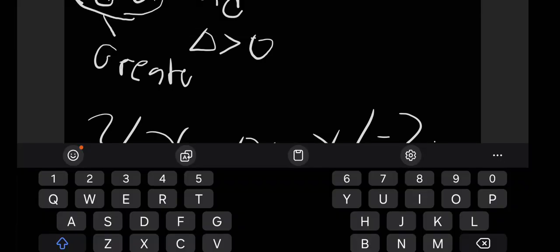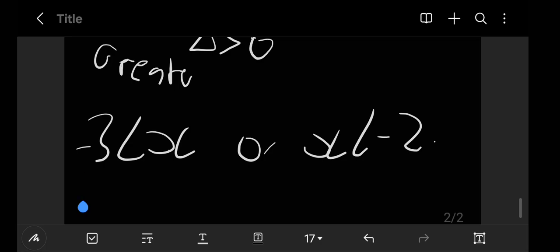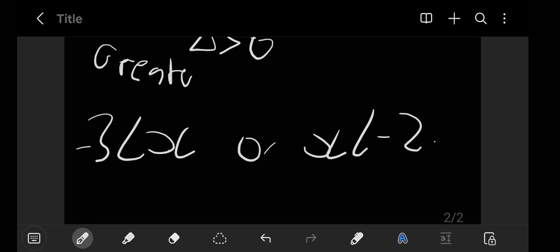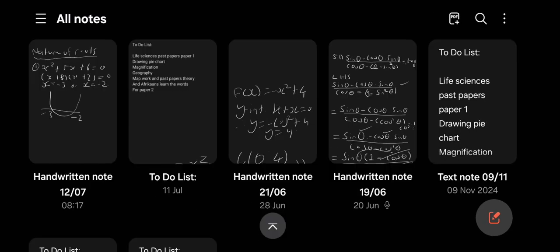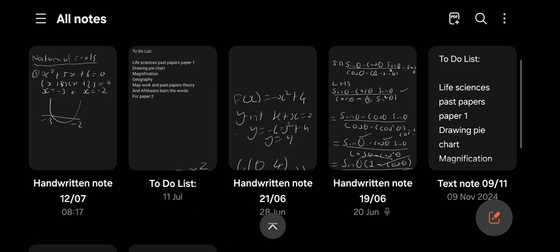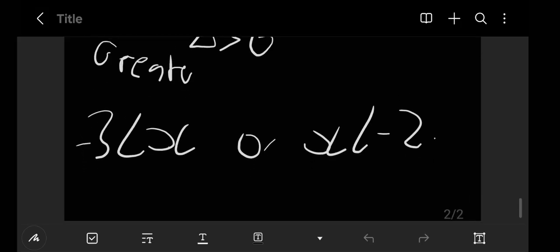And we can sketch this graph again. We know that the graph is positive, but it's not going to be the same. So we're going to sketch a graph like, oh, where's my screen? Did I just lose my screen? Oh, sorry about that. So right, let's sketch our graph.